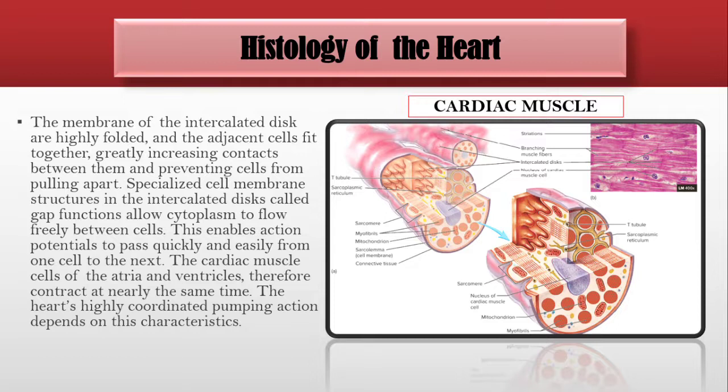Specialized cell membrane structures in the intercalated disc called gap junctions allow cytoplasm to flow freely between the cells. This enables action potentials to pass quickly and easily from one cell to the next. The cardiac muscle cells of the atria and ventricles therefore contract at nearly the same time. The heart's highly coordinated pumping action depends on these characteristics.